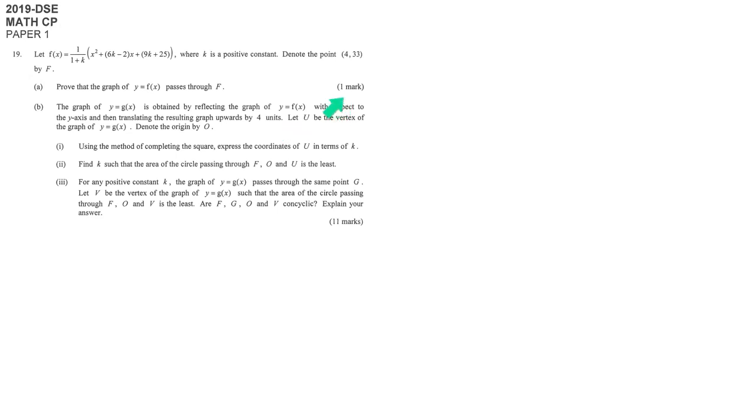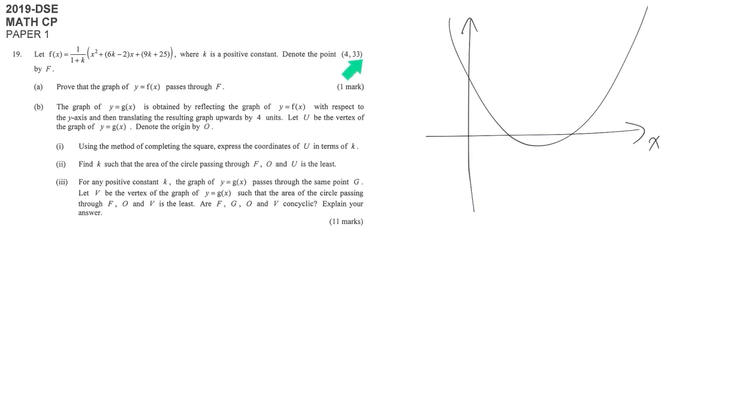In section B, if it's only worth 1 mark, then this question should be quite straightforward. So they give you a function. K is a constant, only x is variable. So with different inputs, we predict the graph: since 1 plus k is a positive constant, the x squared coefficient is positive, so it's upward sloping. Maybe it's like this. And then denote the point (4, 33).